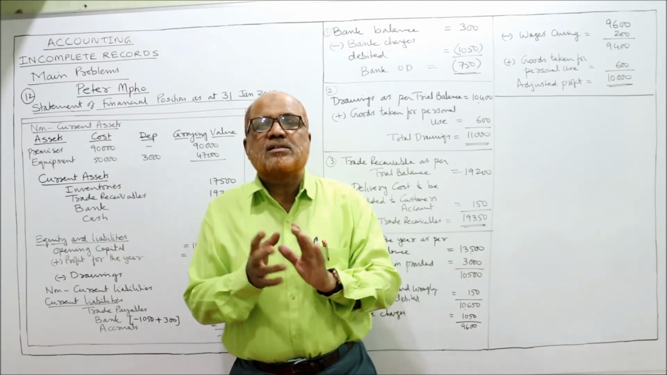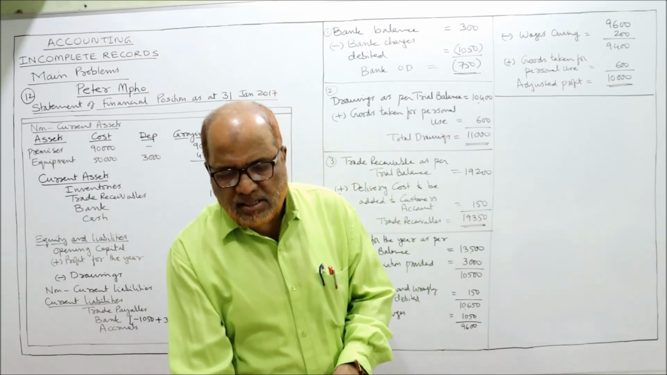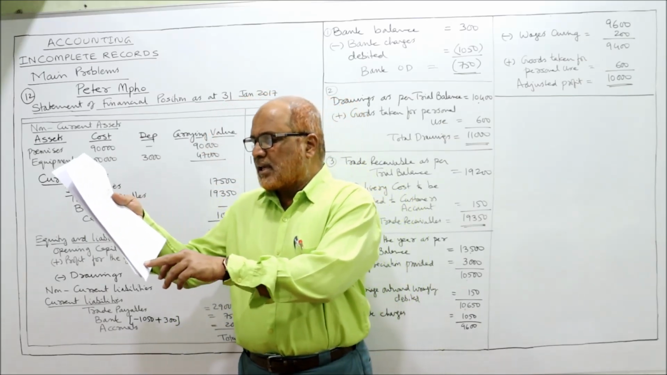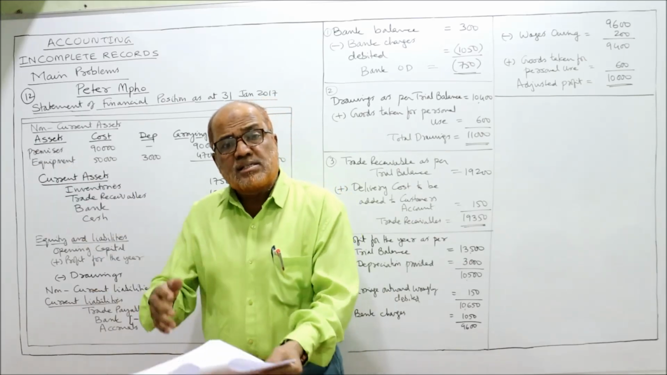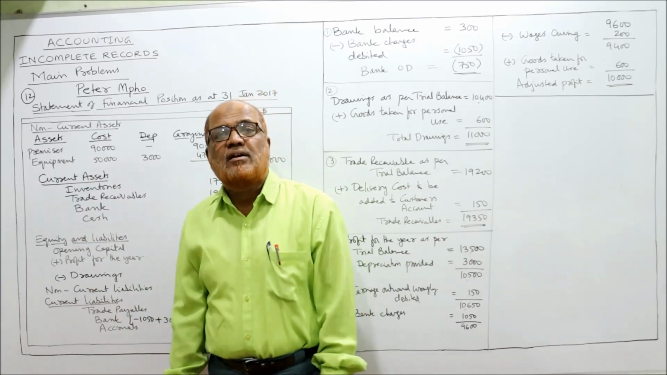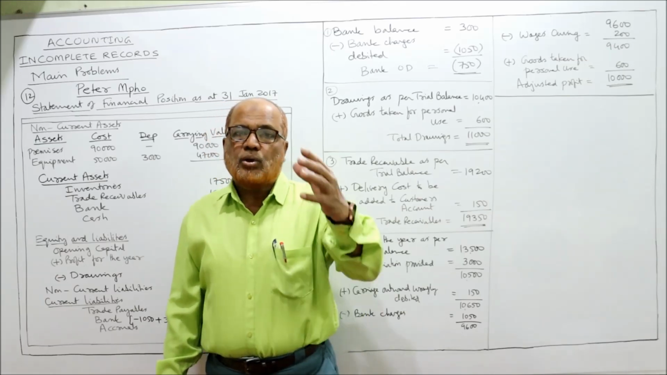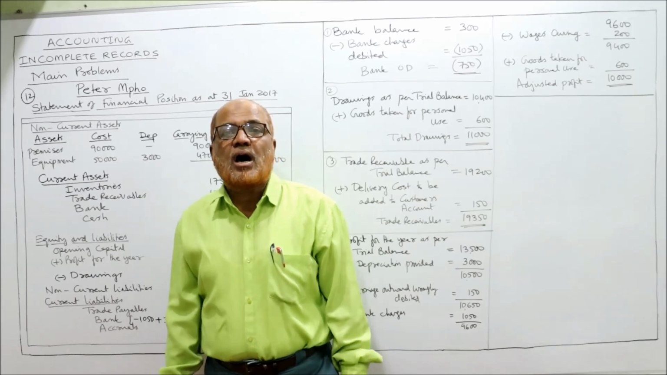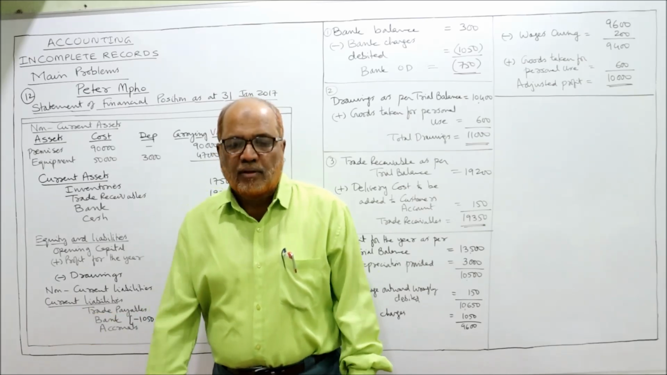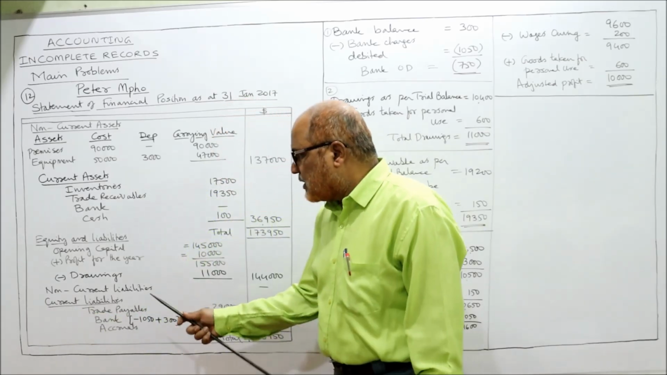So $600 worth of goods he has taken for personal use is drawings, and that is not yet considered. The drawings given in the trial balance are 10,400. Now here some more drawings are there, $600 worth of goods taken over. So 10,400 plus 600, 11,000 is the total drawings. So drawings we take as 11,000. You can see here.